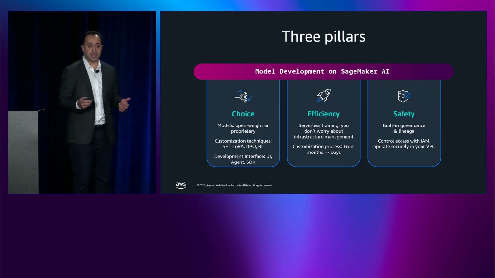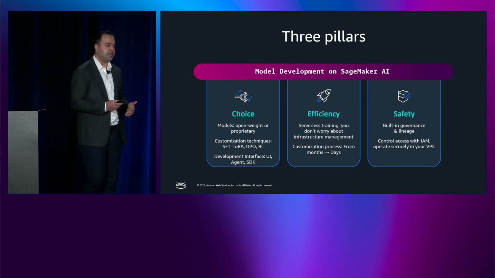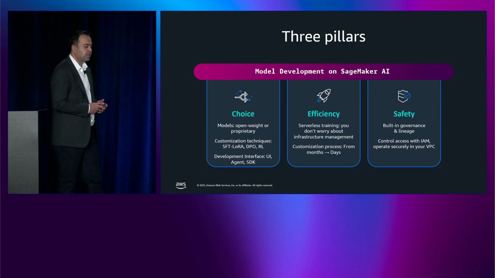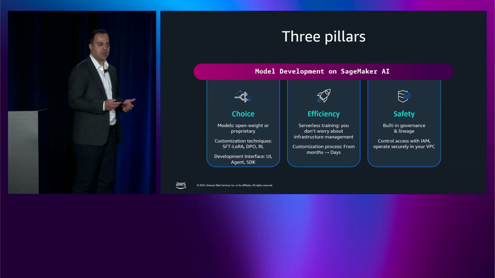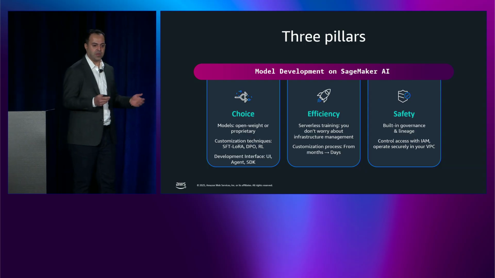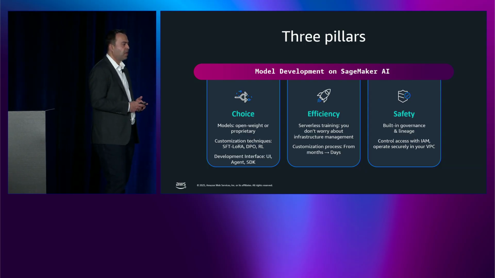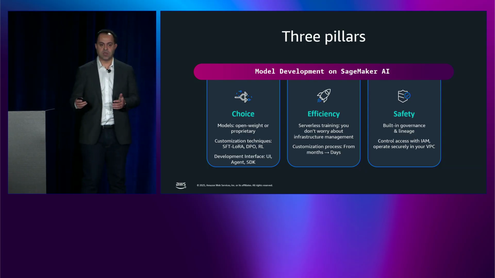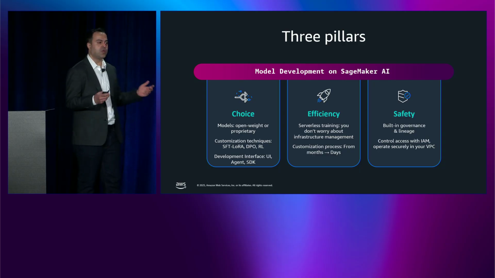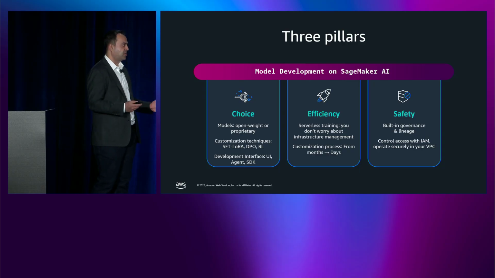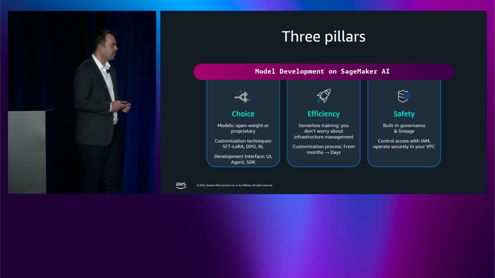When you're doing AI at scale, doing it safely and securely is really important. So with built-in governance and lineage capabilities, you don't have to worry about how your models are being used and who has access to what, and you have full visibility into the changes that have gone into the model. Plus, you can also securely control access with IAM and run these jobs in your VPC.